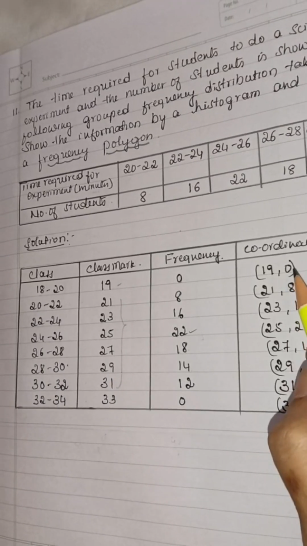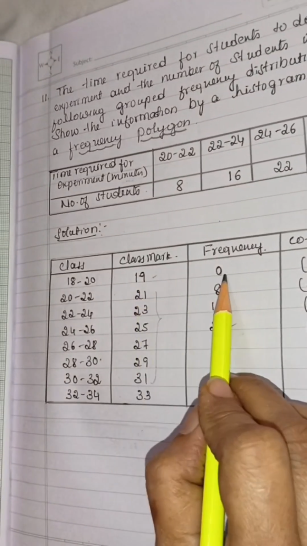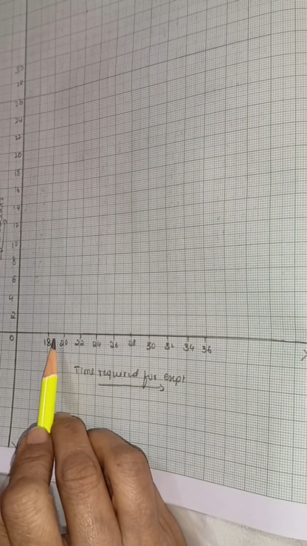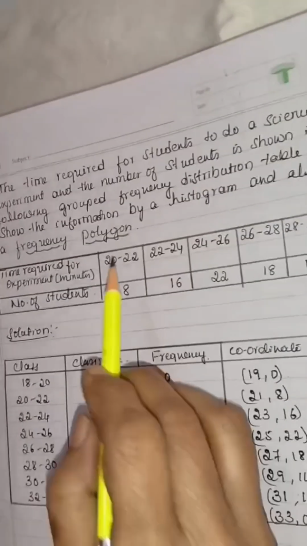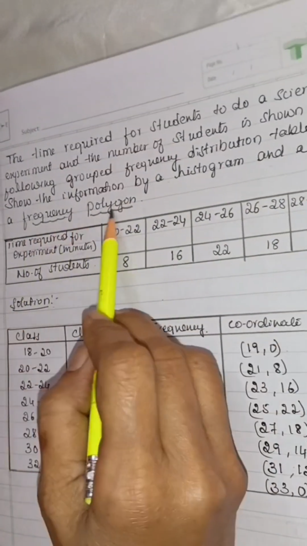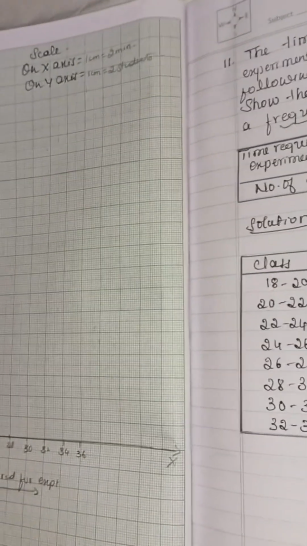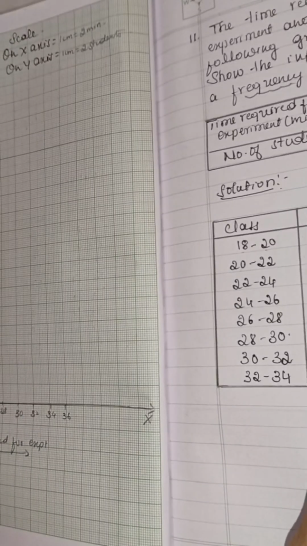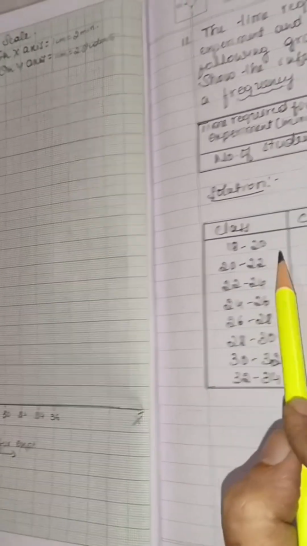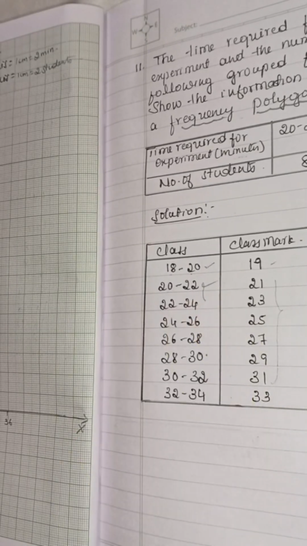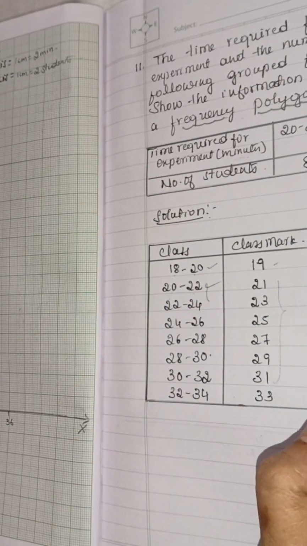Now take the coordinates 19 and 0. See, x-axis is 19, y-axis is 0. The question is to show the information by a histogram and also by a frequency polygon. First we have to draw the histogram. So first draw 18 to 20, then start from 20. 20 to 22, frequency is 8.